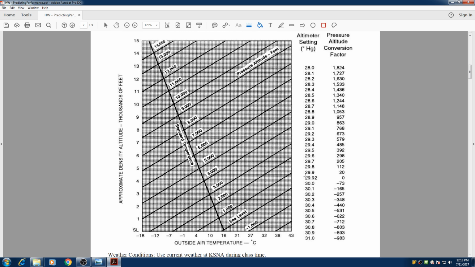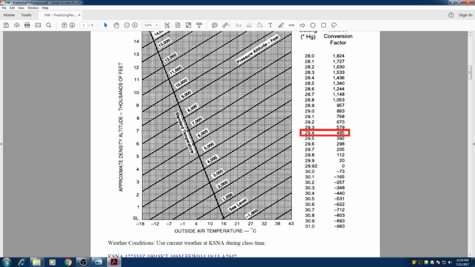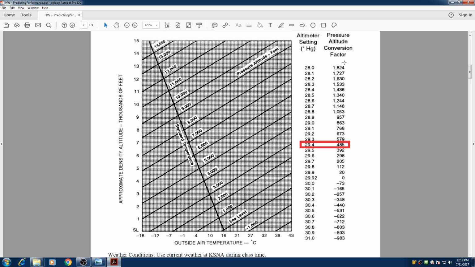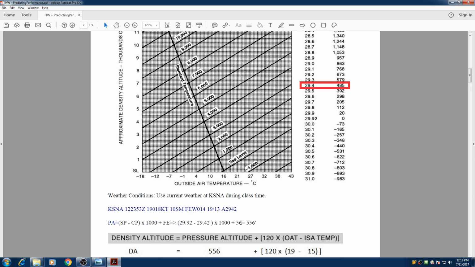So very quickly, we look here at 2942. We find it here, and we go across. We find 485, and 485 is the conversion factor. We need to add that number to our field elevation. We are taking off from John Wayne, so our field elevation is 56 feet. So the pressure altitude is around 556 if you add this number to your field elevation.